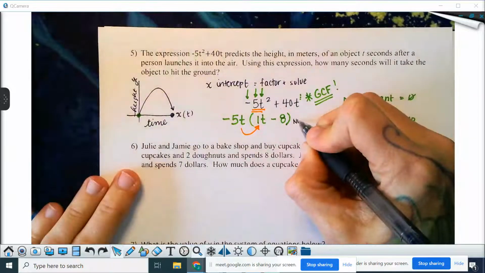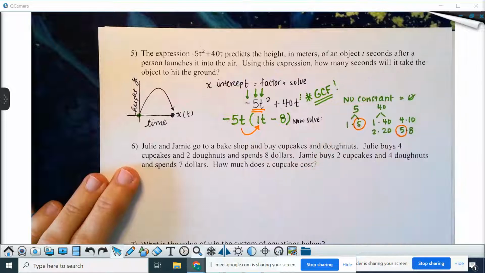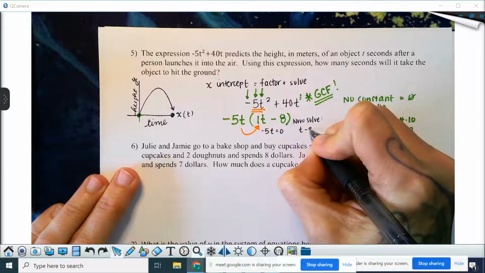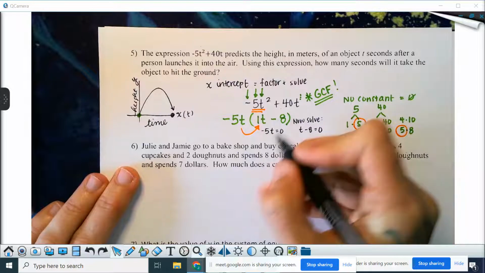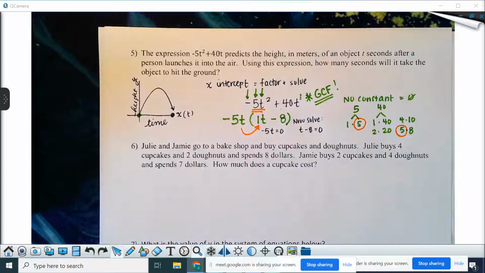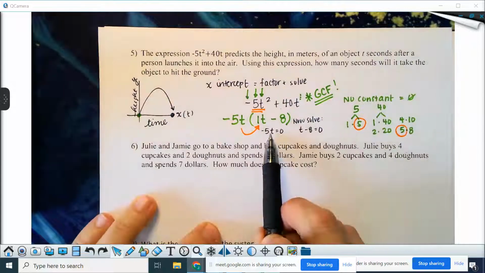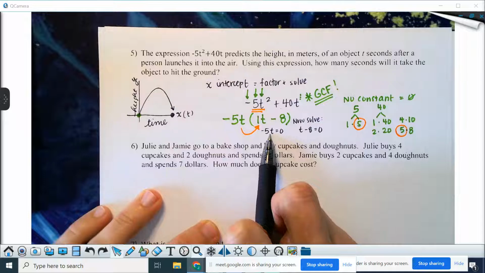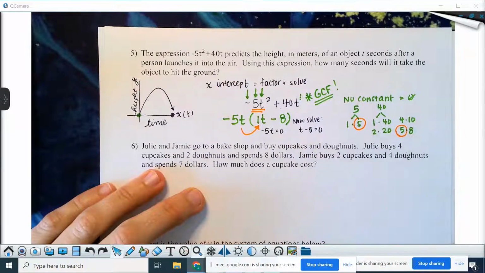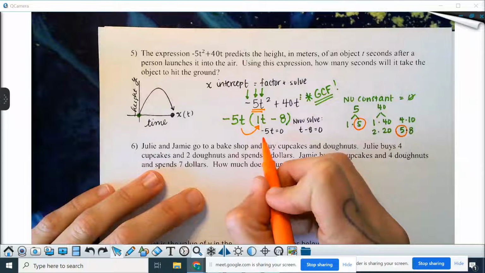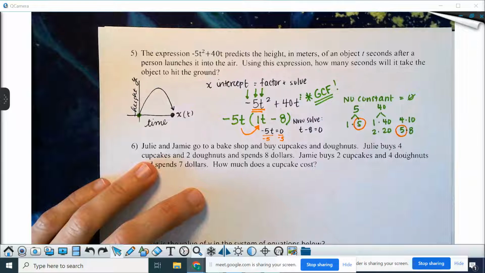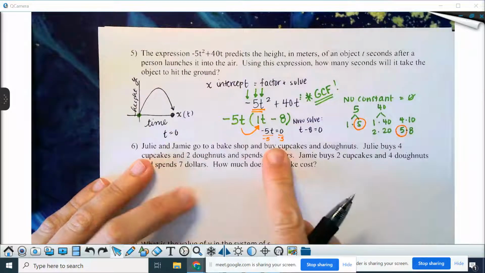So now solve, and when we say solve, that means set each factor equal to 0. So negative 5t equals 0, and t minus 8 equals 0. Negative 5t, how am I going to get t by itself? How are these two combined? This operation, negative 5 and t, is multiplication, right? So the inverse of multiplication would be to divide by negative 5. But 0 divided by anything is 0. So we have t equals 0 for the first one.